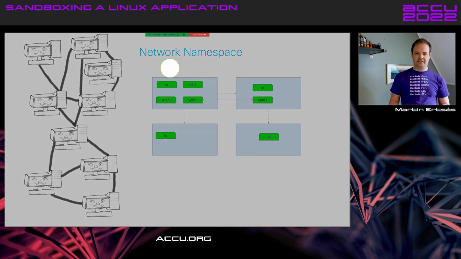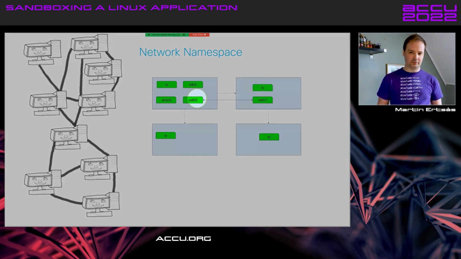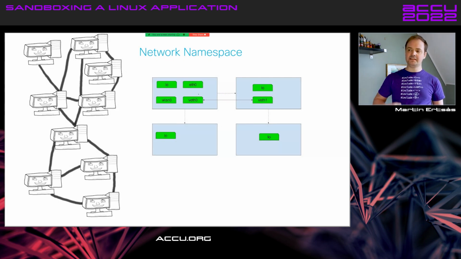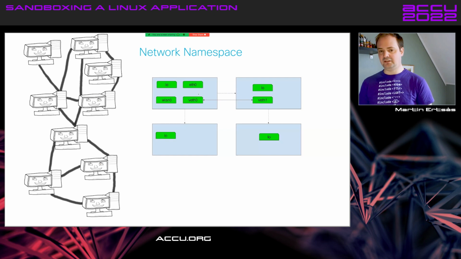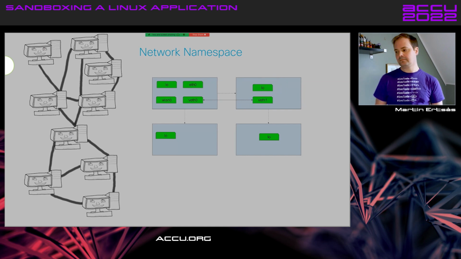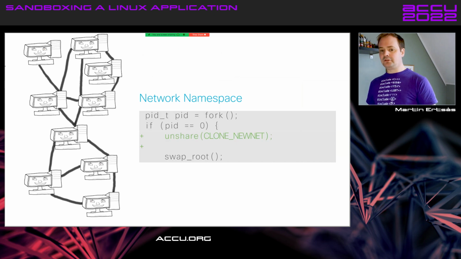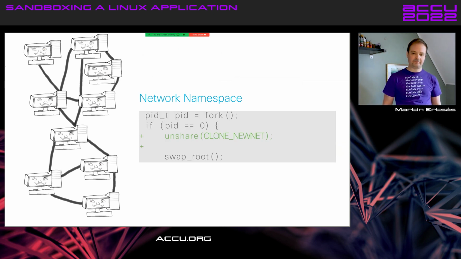Also, these loopback devices are different. So if you have something in your initial network namespace listening to localhost, an application in a network namespace cannot see that port. It cannot connect to that port because that only exists in this namespace and not in this. So to create and enter one, you just add clone in new net.